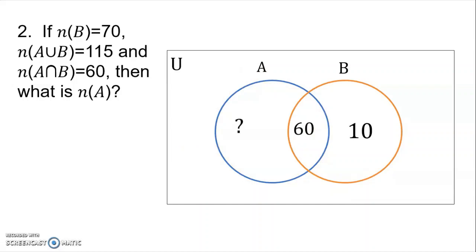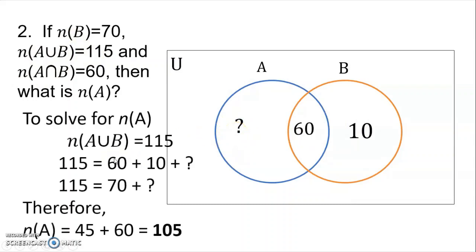So, paano siya gagawin? Okay? Ang union ng two sets natin ay 115. So, itong lahat daw, pag i-add mo kasama ang question mark, ay 115. Okay? So, let's write it like this.